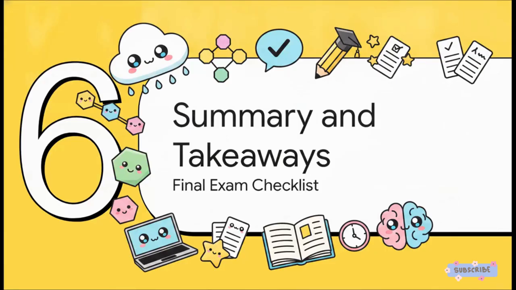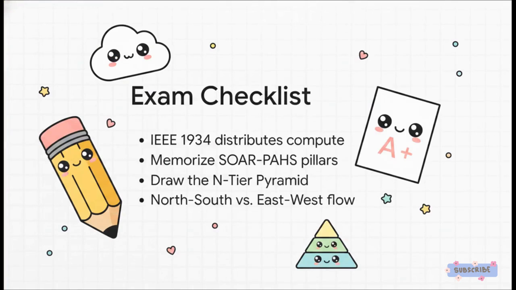All right, let's bring it all home with Section 6, your final exam checklist. If you can confidently jot down these 4 bullet points, I promise you, you've got this module on lock. First, remember that the OpenFog RA, or IEEE 1934, is our universal framework for distributing compute along that continuum. Second, know your 8 pillars inside and out, SOAR-PAHS. Third, be completely ready to draw and label that N-tier pyramid, all the way from Tier 0 up to Tier N. And fourth, make sure you can clearly articulate the difference between vertical north-south communication and lateral east-west communication. Honestly, if you know those 4 things, you are going to ace this.